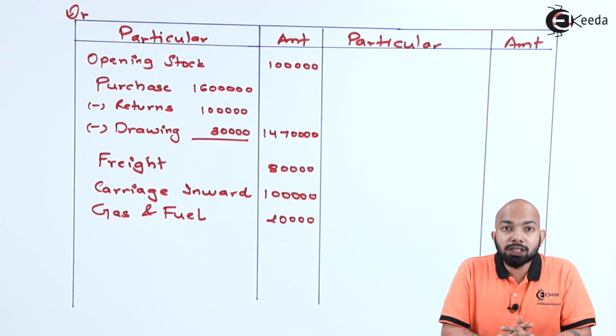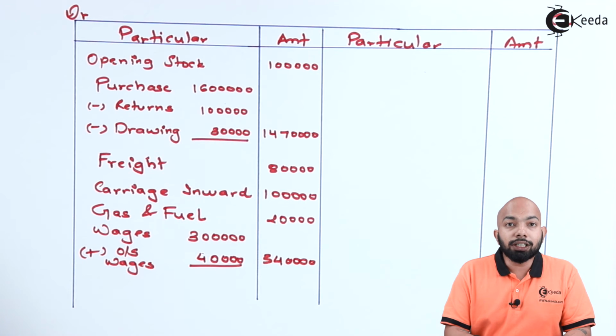Let's mention the wages amount that has been mentioned as a part of trial balance in the inner column, and then we'll add outstanding wages, because outstanding is something that you have to add and it's a part of the total wages amount. So let's go ahead and add the wages account first. So we have a total of 3,40,000.